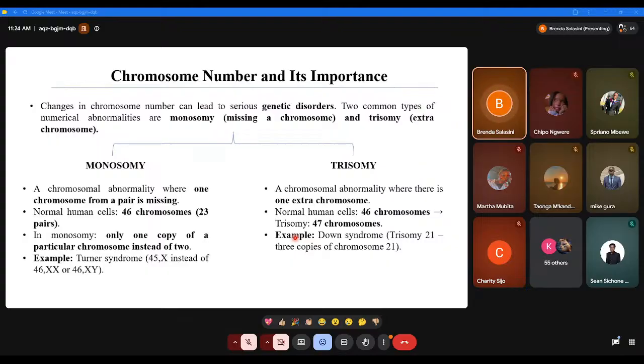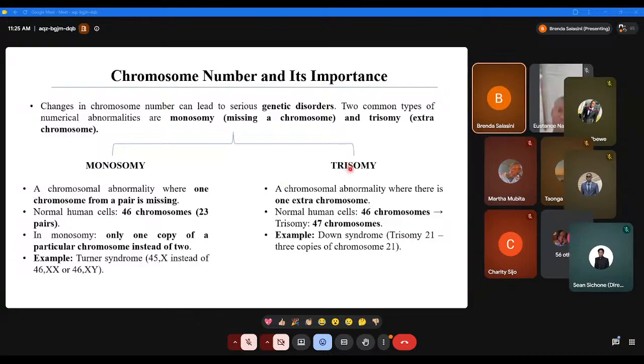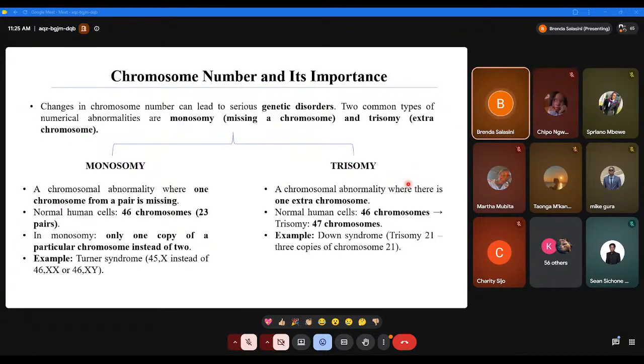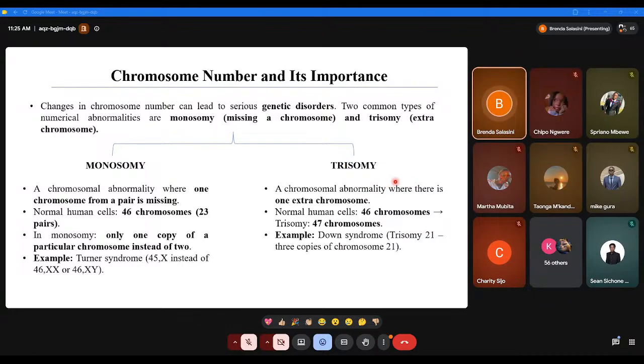So now, we have a condition that is referred to as monosomy, for example. Monosomy is where you have a missing chromosome. That is to say, maybe one parent gave you 23, the other one just gave you 22. So now, instead of having 46, you have 45. You've got one less chromosome. You can also have more than 46 in a condition referred to as trisomy. In trisomy, it means that one parent gave you 23, the other one was so generous, they gave you 24.